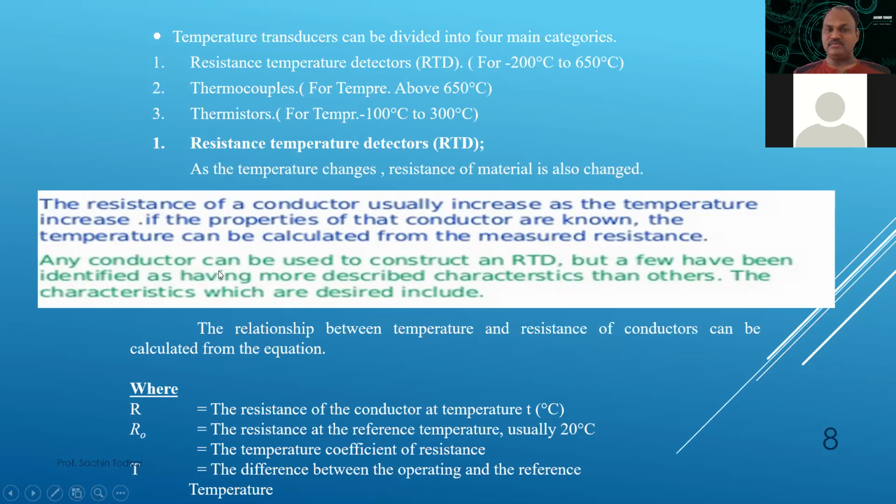And in this case, we can use any conductor, but a few have been identified as having more described characteristics than others. So some metals, or some conductors, will give you perfect analysis of your temperature detection, and that's why the characteristics which are desired include the relation between temperature can be calculated from the equation. Okay, the equation is missing here, but I'll post in next.